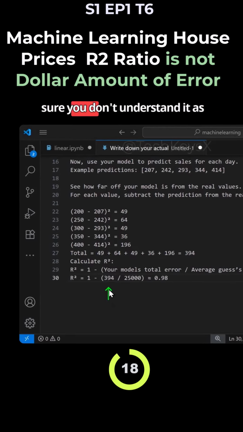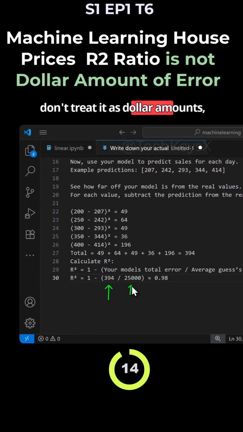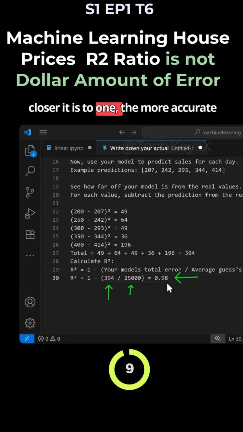So just make sure you don't understand it as dollar amounts. It's just a ratio. So don't treat it as dollar amounts, please. And the R2 figure itself, the closer it is to 1, the more accurate your model is. So this one is pretty close to 1, because when you round this up, as you know, this would be 1.0. So the closer it is to 1, the better it is.